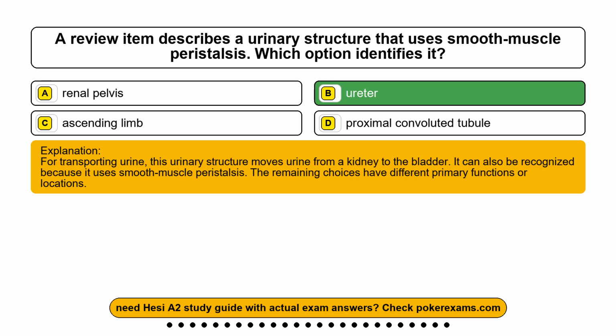For transporting urine, this urinary structure moves urine from a kidney to the bladder. It can also be recognized because it uses smooth-muscle peristalsis. The remaining choices have different primary functions or locations.